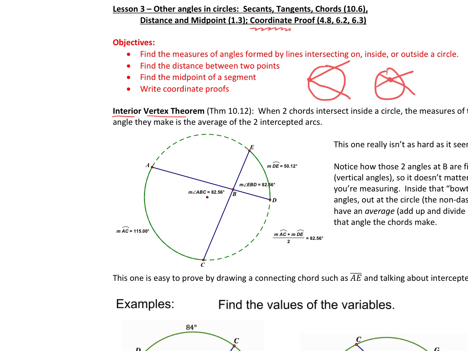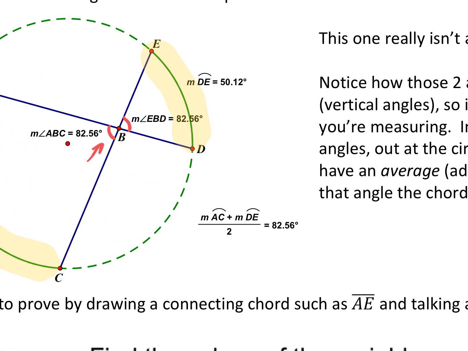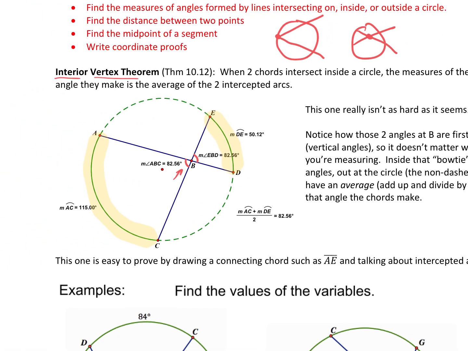So if you have an angle inside a circle, like we do here at vertex B, there are two arcs associated with being inside that angle. This angle at B has a vertical version of it, and those two angles have in their mouths these two arcs. It turns out that the measure of that angle is the average of those two arcs that I've highlighted. We add them together and divide by 2, and we get the measure of that angle.